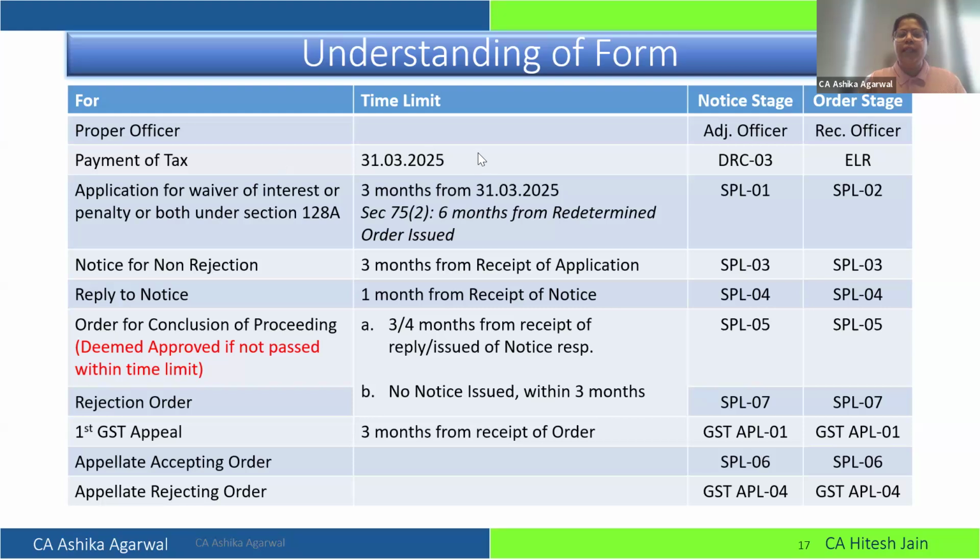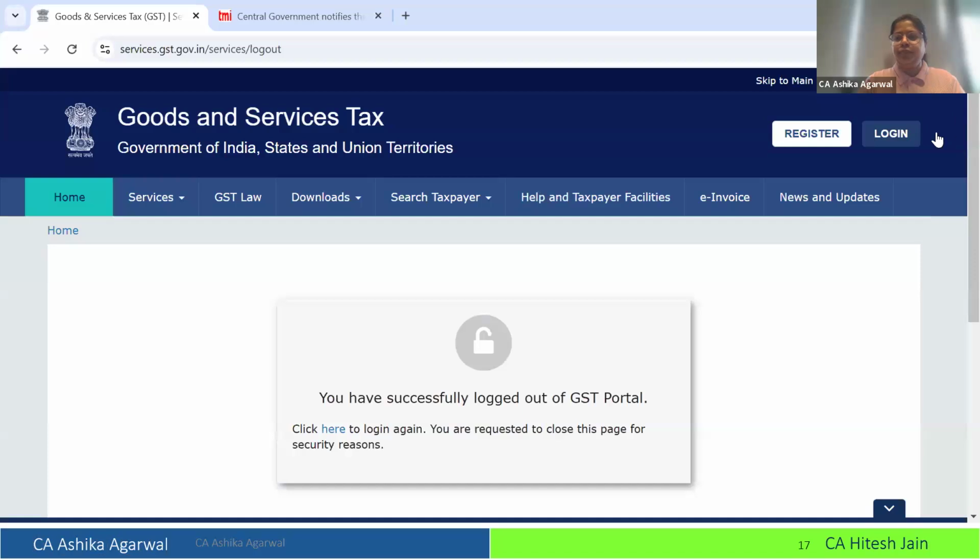As I said, you have to make the payment of tax. You have to make sure you file before 31st March 2025. If it is a notice stage, the payment is to be made through DRC03. If it is an order stage, the payment is made through the electronic liability register, which I already showed you, as payment toward demand. While applying for the scheme also, they have given different forms. If it is at the notice stage, I have to file SPL 01. If it is at the order stage, I have to file SPL 02. Now, let me take you through SPL 02.